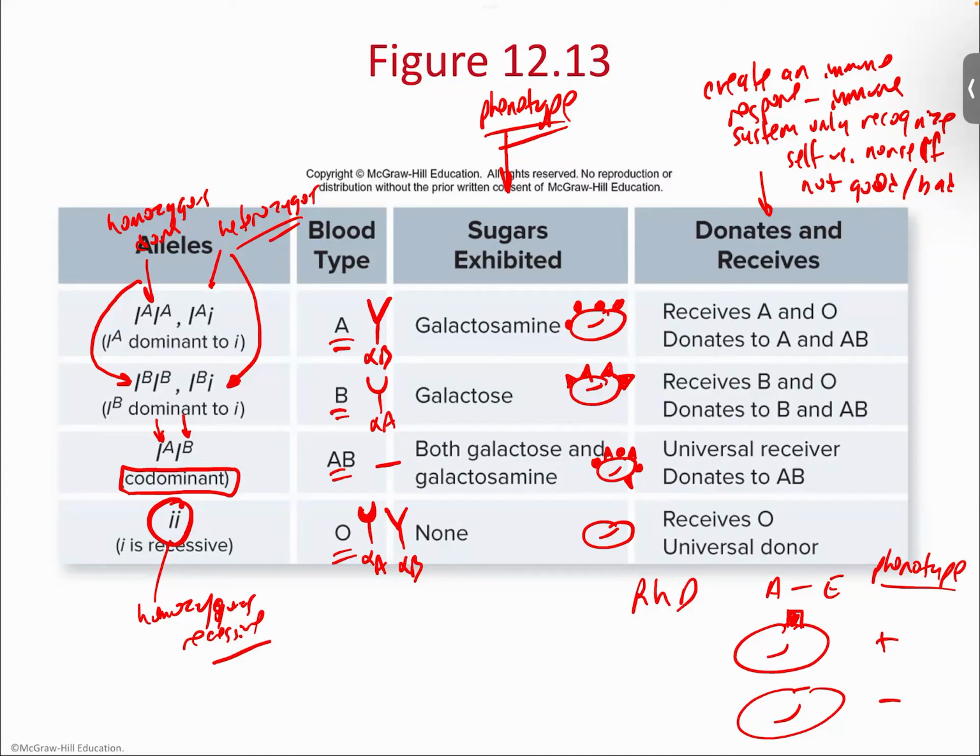Right? Because if you take a look at it, an A-type person can get blood from A-type people, obviously, but also O-type people. Why? Because the O-type people don't have anything on their red blood cells that's scary. There's nothing there, so there's nothing to be scared of. So an A-type person can take O-type blood.